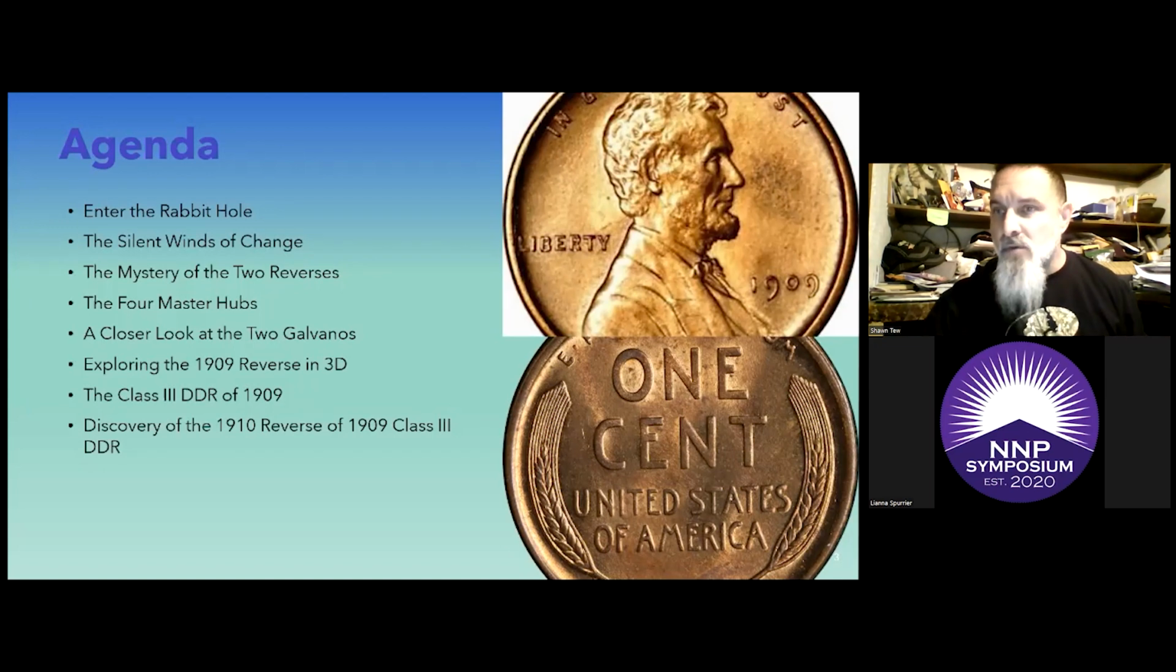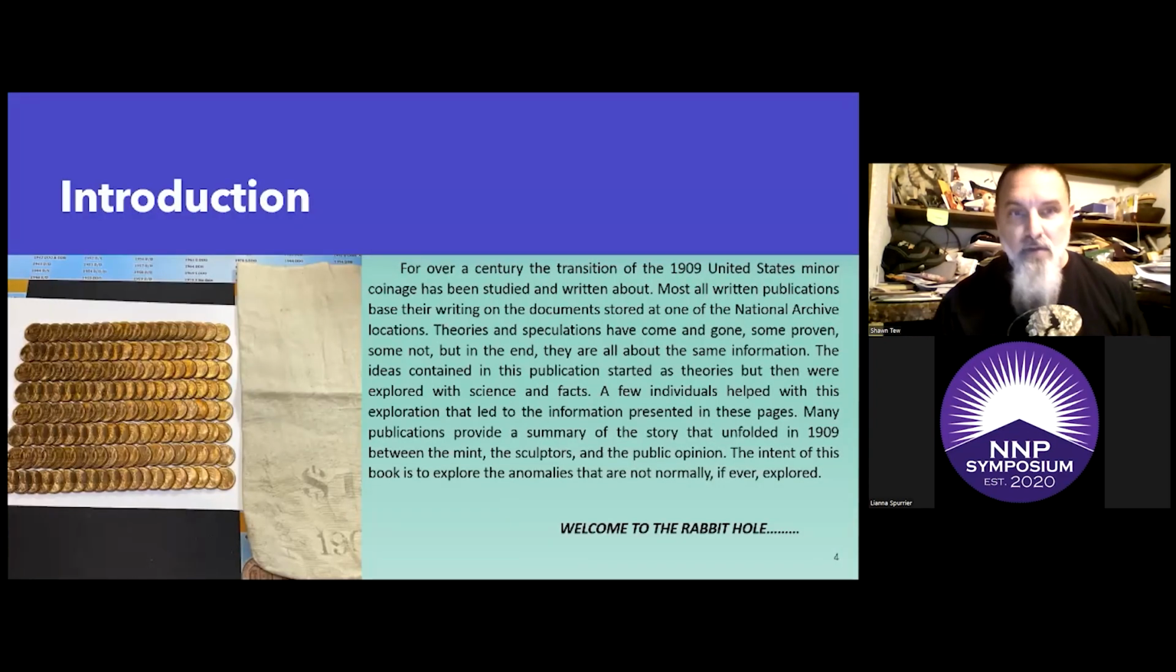First, we're going to hit the rabbit hole. All right, so this is the introduction. For over a century, the transition of the 1909 United States minor coinage has been studied and written about. All written publications base their writing on documents stored at one of the National Archive locations. Theories and speculations have come and gone, some proven, some not, but in the end, they are all about the same information. The ideas contained in this publication started as theories, but then were explored with science and facts.